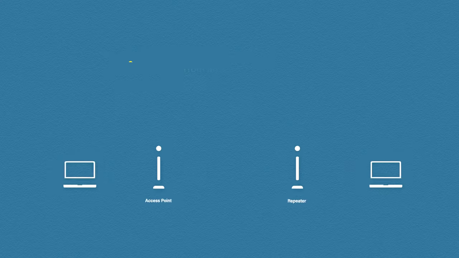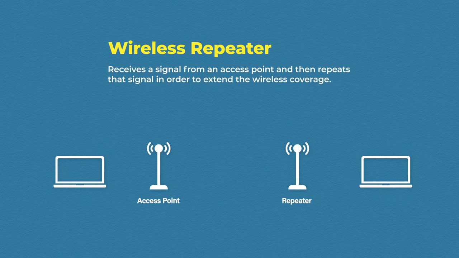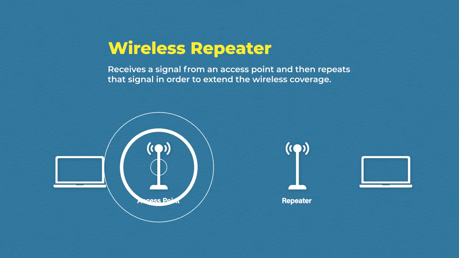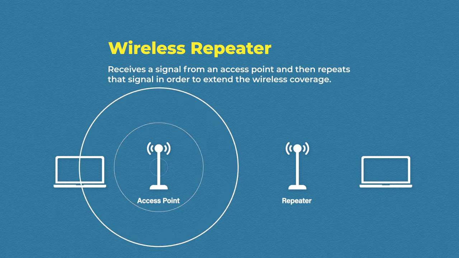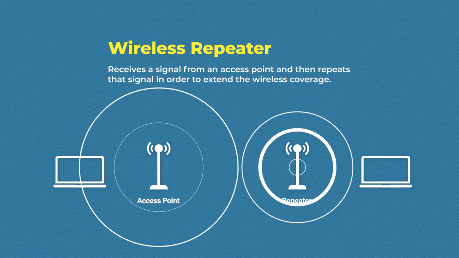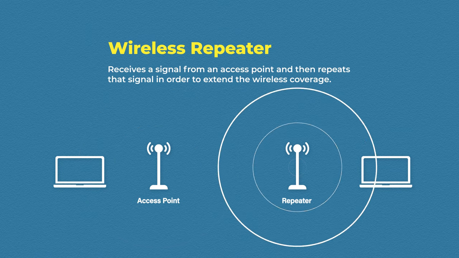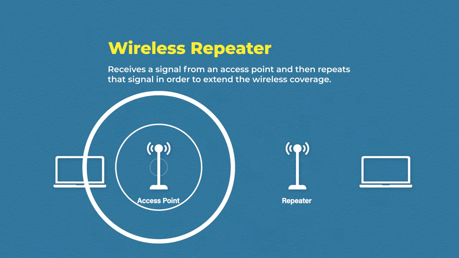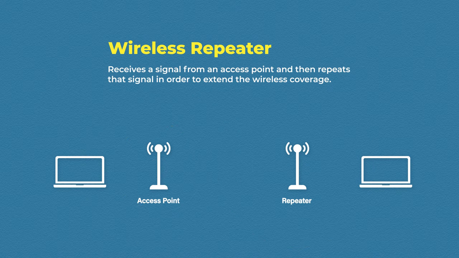So before we finish this video, I just want to quickly go over some other wireless modes that our access points can operate in. First, let's look at repeaters. Repeaters do exactly what they say on the tin. They receive a signal from an access point and then repeat that signal in order to extend the wireless coverage. It's not always possible to run additional cables to add another access point. So in these situations, we can use repeaters instead.